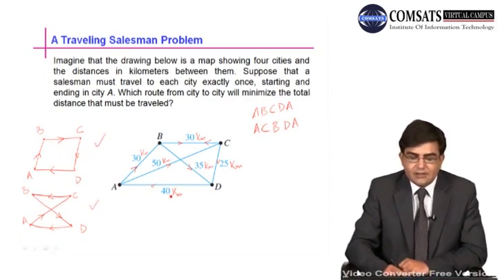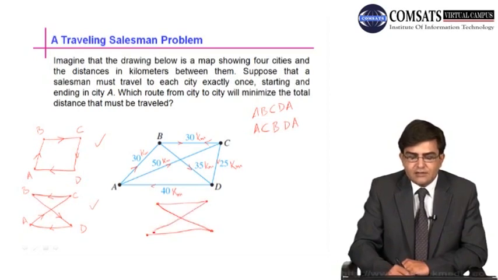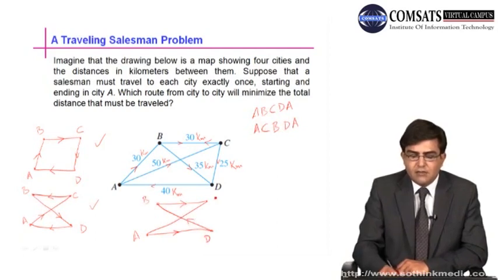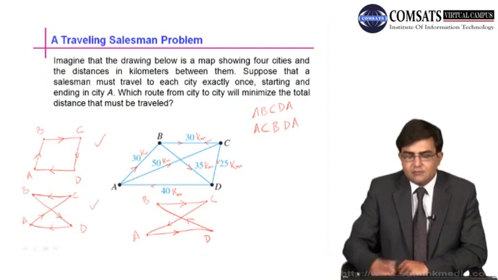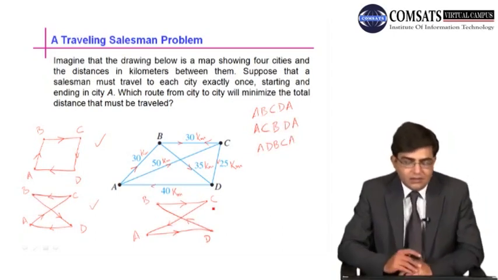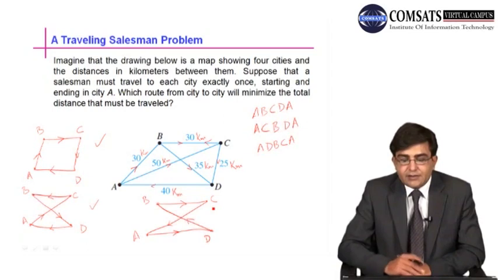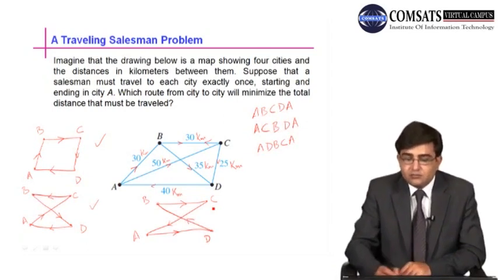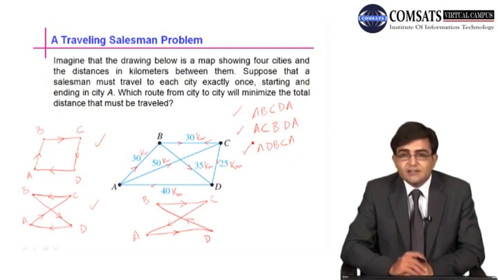There are other possibilities also. He can go from A to D, D to B, B to C, and then C to A. So another Hamiltonian circuit could be A, D, B, C, A. There are some other possibilities also. You can try yourself. Now we have to investigate what route he uses so that his distance is minimized.